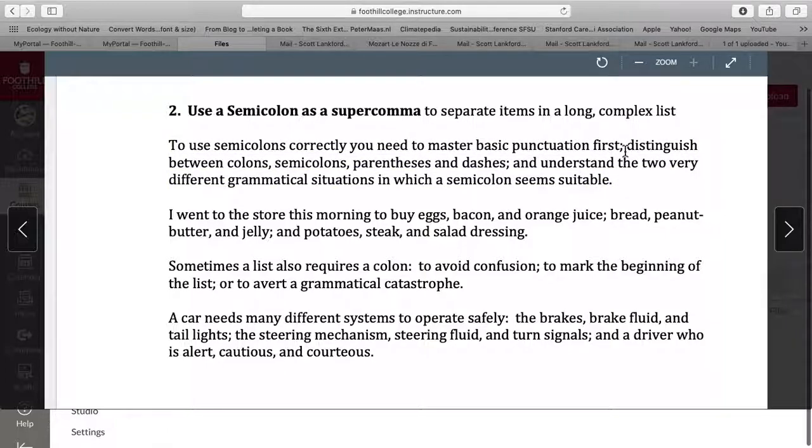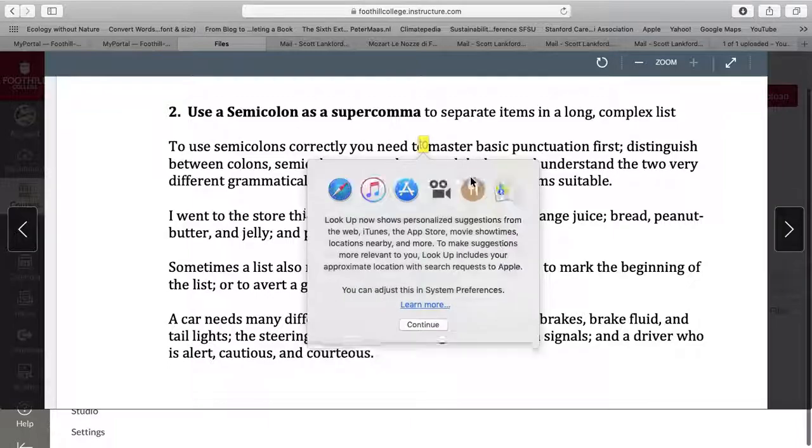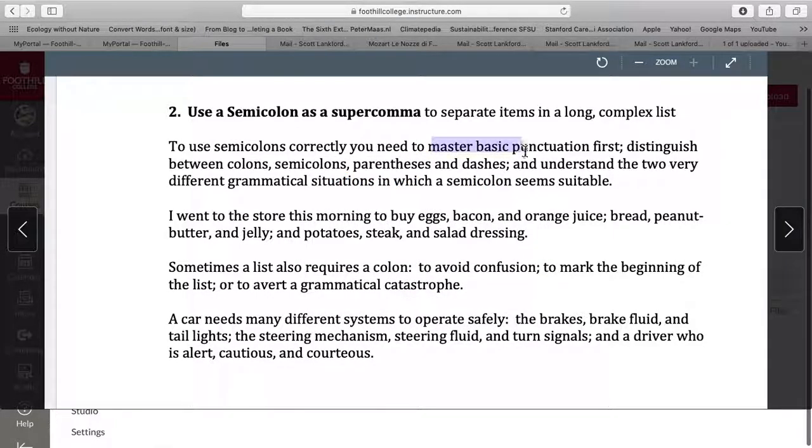Now, I could just use commas all the way through here. The problem is that it doesn't give a way to distinguish the big list, sub-list categories. And it's very easy for a reader to become confused in this long string of commas in terms of the overall hierarchy. So what the semicolons allow is to break up the big categories, which include master basic punctuation, that's one large category. Distinguish between colons, semicolons, parentheses, and dashes, that's another category. And understand. So there's mastering, distinguishing, and understanding, and the semicolon just makes it much easier for the reader to sort that through.